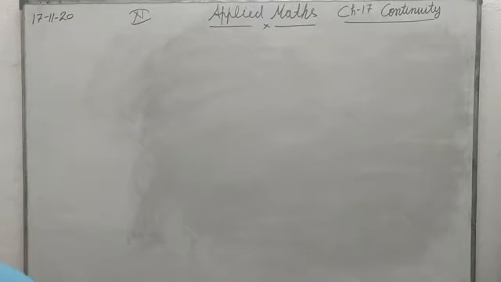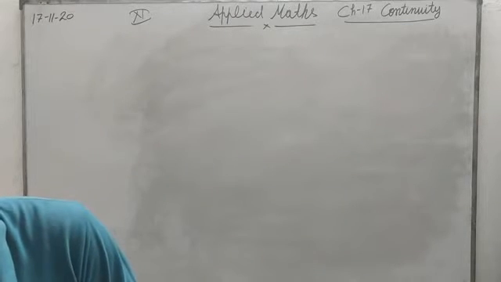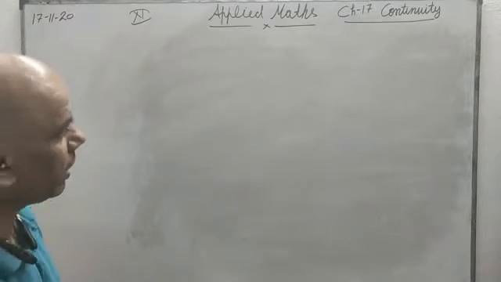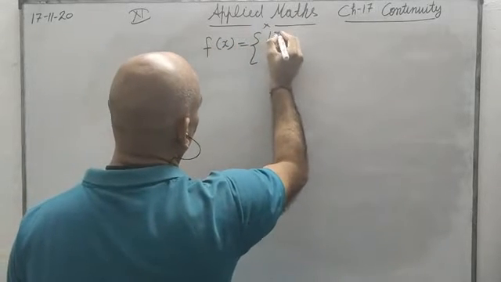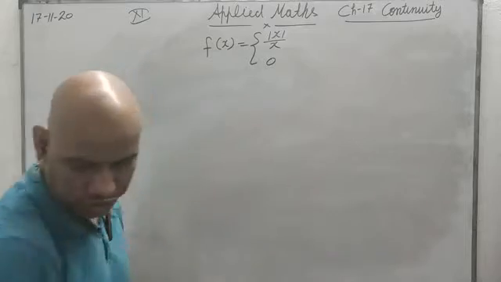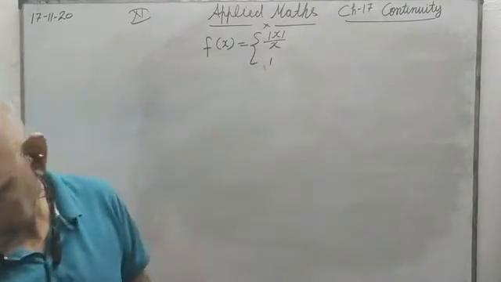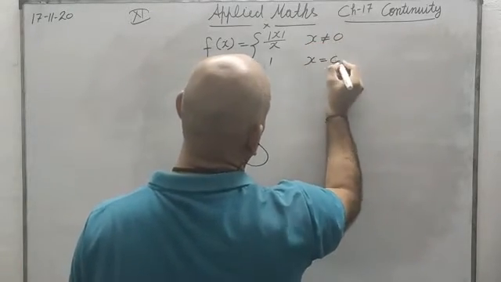The first question is: test the continuity of the following function at the origin. Origin means x = 0. The function is given as f(x) = |x|/x when x is not equal to 0, and 1 when x is equal to 0.